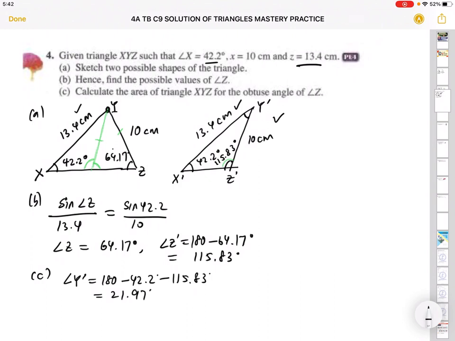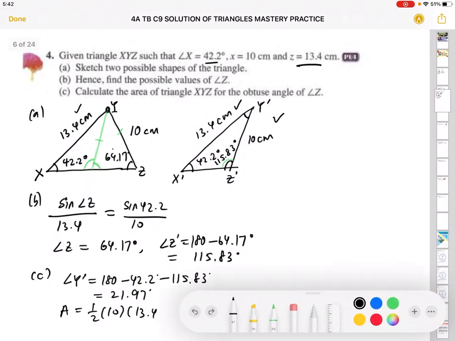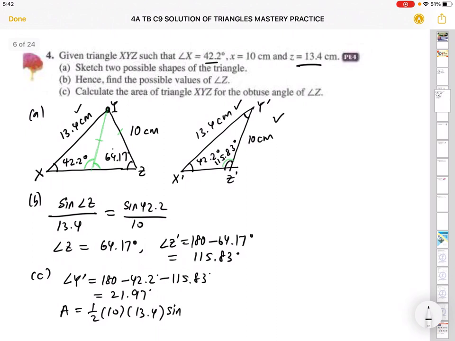And by using the formula for area, half ab sine C, half times 10 times 13.4, sine C, C will be 21.97. I got 25.066. Okay.